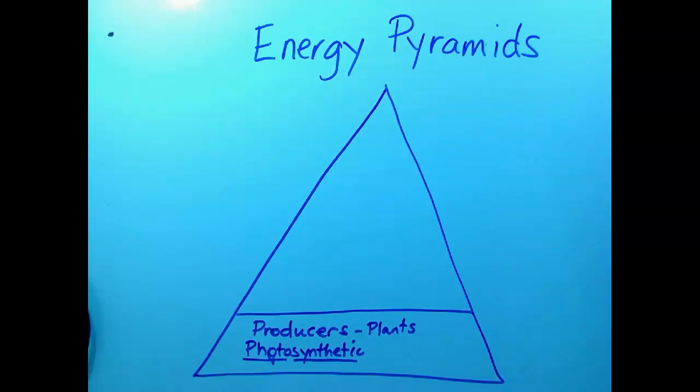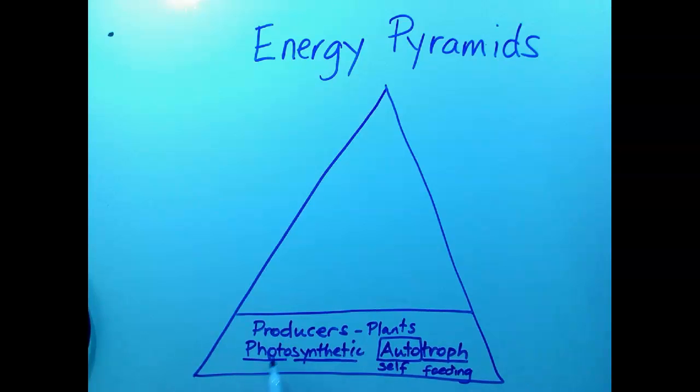We also need to understand a term called autotroph, and producers are autotrophs. The prefix auto means self, and troph means feeding. So they feed themselves. And don't mistake that with, that you can feed yourself. They actually feed themselves by making their own food. Okay, so producers are autotrophs.